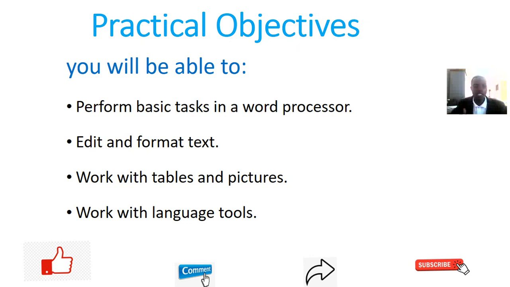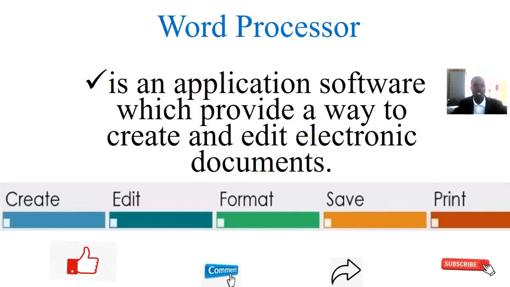You shall be able to edit and format text. You shall be able to work with tables and pictures. You shall be able to work with the language tools: editing, punctuation, grammar, spelling, and so forth. In other terms, word processors are specialized programs that allow you to change the look and feel of an electronic document which is in the form of text. This is the definition of what a word processor is.